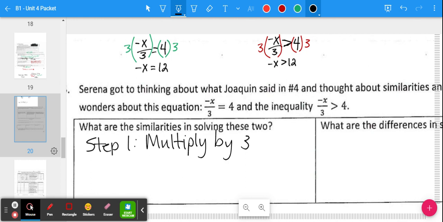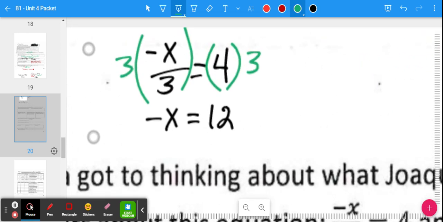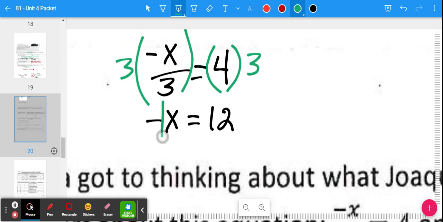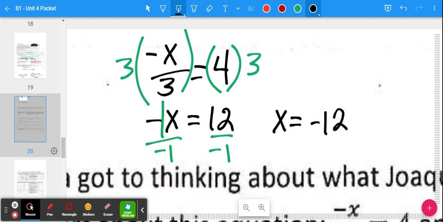So now when we go back to the equation and we look at the second step, the x has an implied coefficient of negative 1. So we have to divide by negative 1 on both sides of the equation in order to get the solution. x equals negative 12.